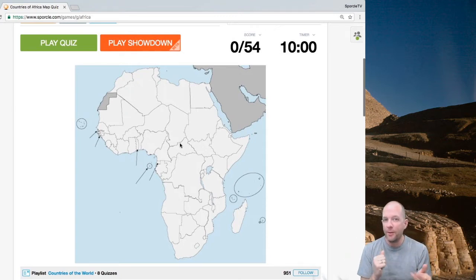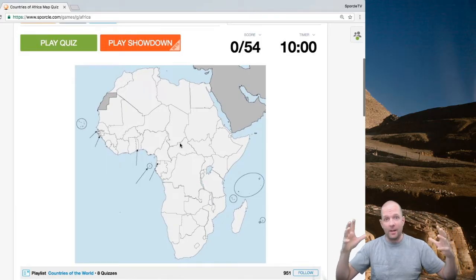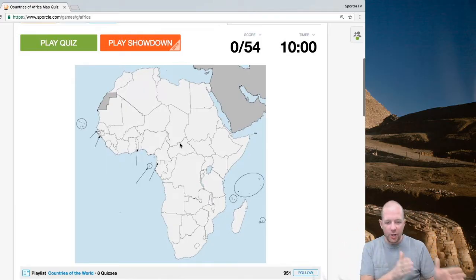So my preferred method to chunk up the countries of Africa is alphabetically. I like to go just A to Z. Luckily, Africa has A to Z, not all 26 letters. But by going letter by letter, I can break down the mass of the whole continent of Africa into smaller bite-sized chunks so that my brain has an easier time remembering. All right, so with that, here we go.